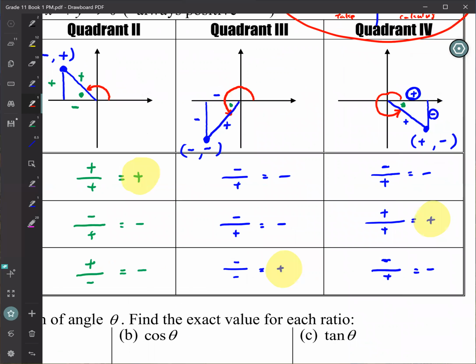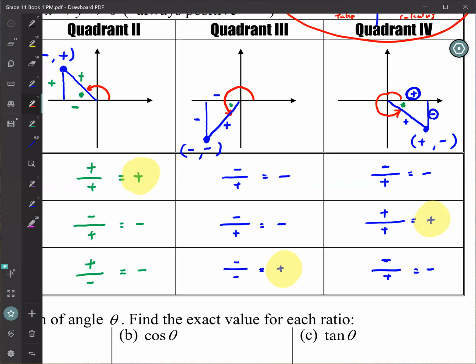Okay, let's try one more time. Annie, how about cosine negative? 2 and 3. Yeah, 2 and 3. Perfect. Okay, next one, Brandon. Where is tangent positive? Quadrant 1 and 3. Perfect.